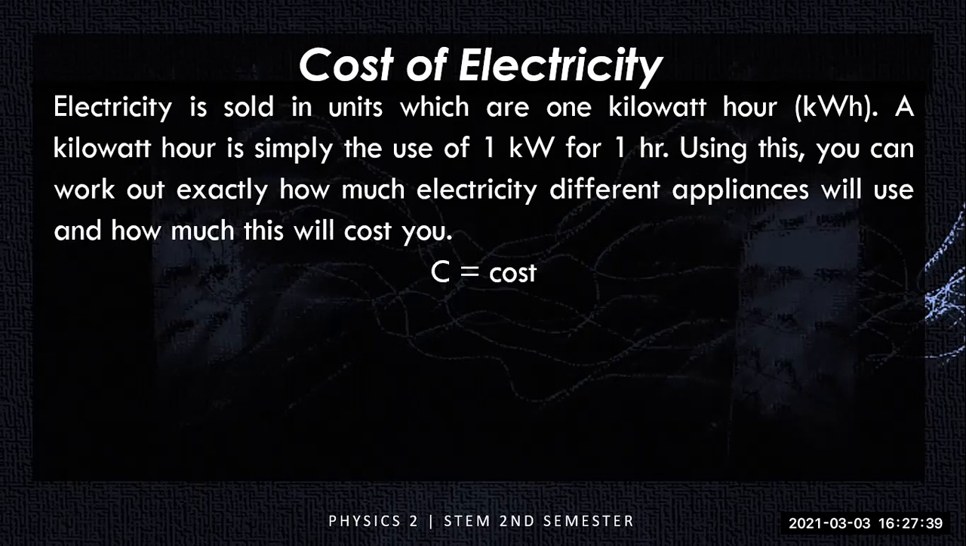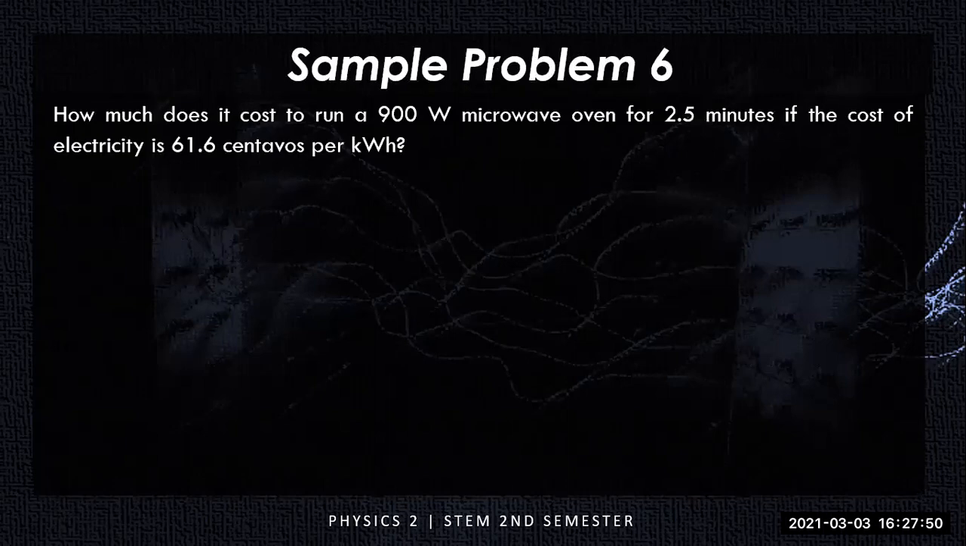So the cost, or C, is energy times price. To find the cost, you just need to know the price. So E times price to compute for the cost. We have a sample problem. How much does it cost to run a 900 watts microwave oven for 2.5 minutes if the cost of electricity is 61.6 centavos per kilowatt hour?